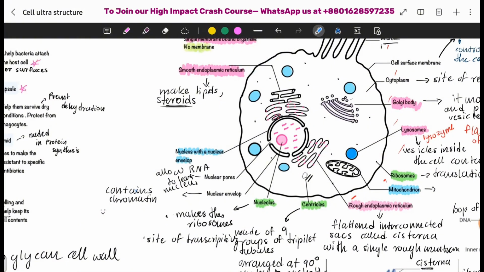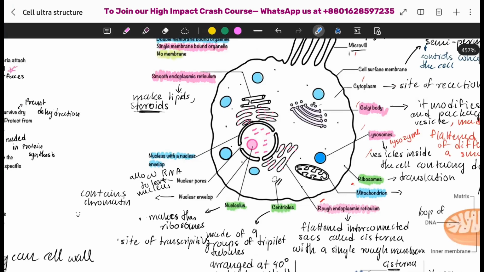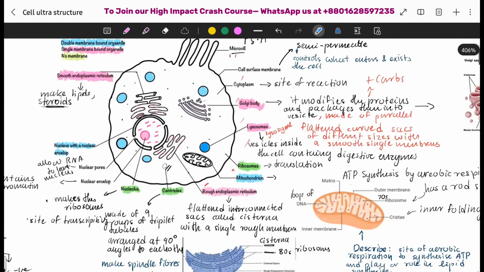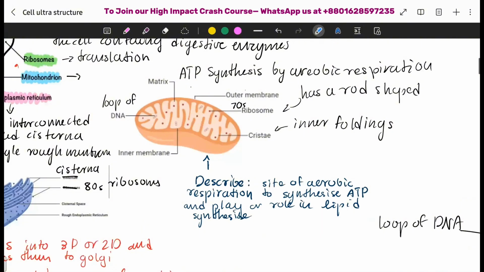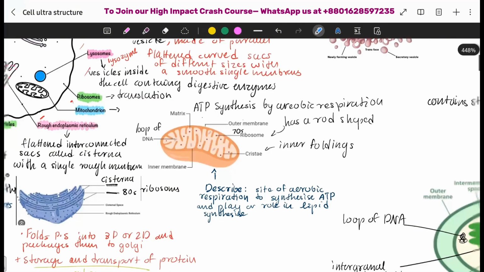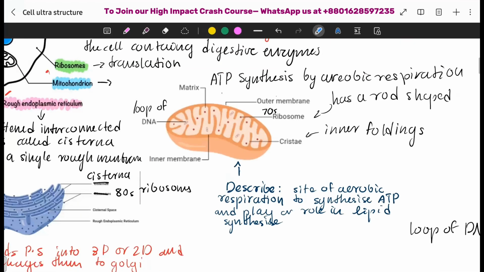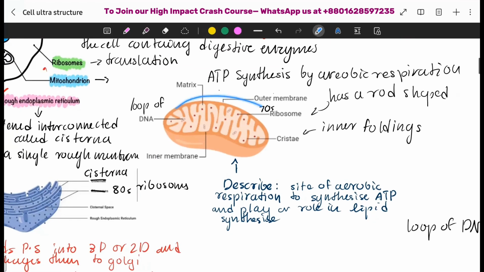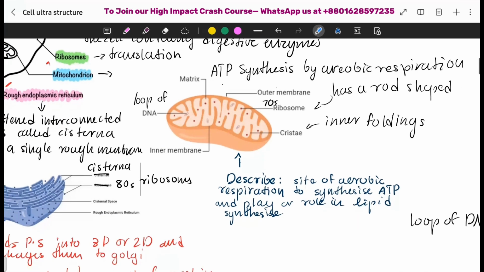And for mitochondria, here we have a structure of mitochondria. Mitochondria has an outer membrane and an inner membrane, it's a double membrane. The outer membrane is the plain surface that you can see, but the inner membrane is this one here. The infoldings, the wavy structure in the inner membrane, are called crista or cristae. And it has 70S ribosomes, like bacteria.